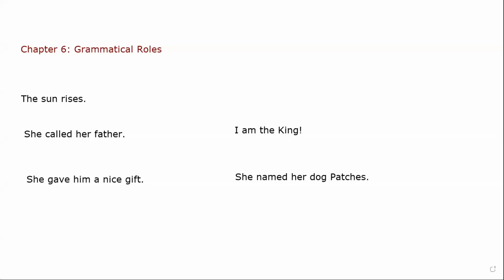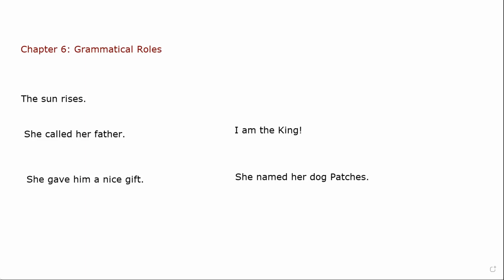Welcome back to Chapter 6, Grammatical Roles. As we discussed in a previous video, there were 5 different verb phrase patterns that we were looking at, and I have written an example of each one here. The first sentence, the sun rises, is your intransitive verb. We have a verb, rises. There's no direct object. It cannot take a direct object. The verb rises fills the predicate on its own and does not take any object.